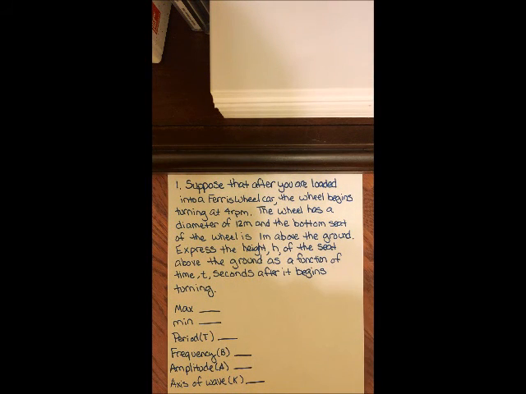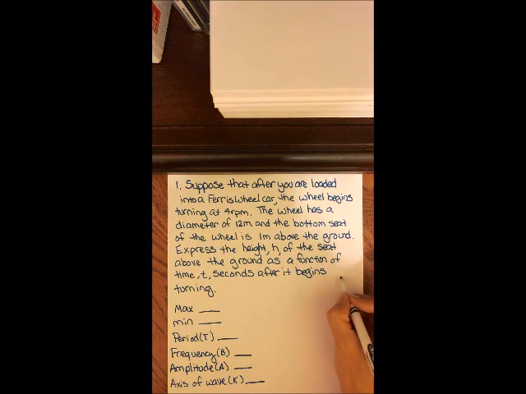Okay, example 1. Suppose that after you are loaded into a Ferris wheel car, the wheel begins turning at 4 RPMs. The wheel has a diameter of 12 meters and the bottom seat of the wheel is 1 meter above the ground. Express the height h of the seat above the ground as a function of time t seconds after it begins turning.